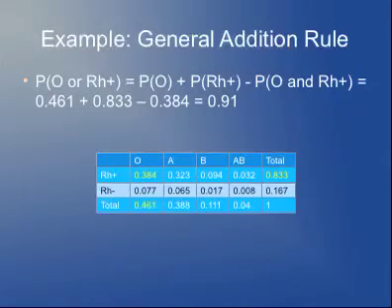So, in the blood type example, if we wanted to find the probability of type O blood or Rh positive blood, that would be the probability of type O blood plus the probability of Rh positive blood minus the probability of type O blood and Rh positive blood, i.e. the probability of having O positive blood. So you go 0.461 plus 0.833 minus the probability of both, i.e. 0.384. That gives us 0.91, which is a more reasonable answer.